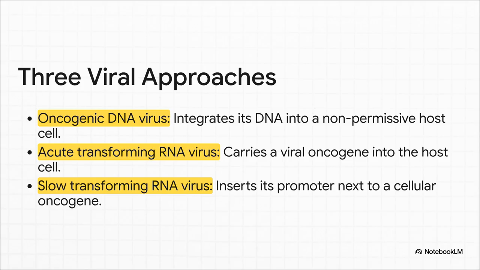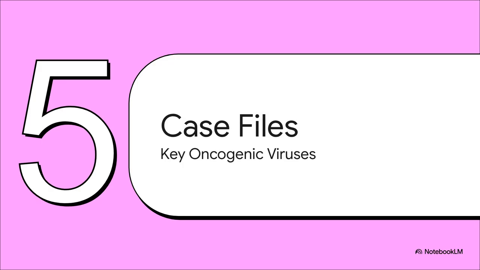And third is the slow-transforming RNA virus. This one is way more subtle. It doesn't carry its own oncogene. Instead, it inserts its genetic material, including a really powerful on switch called a promoter, right next to one of our own normal growth genes, called a proto-oncogene, and it flips it on permanently, turning our own gene into a cancer driver.